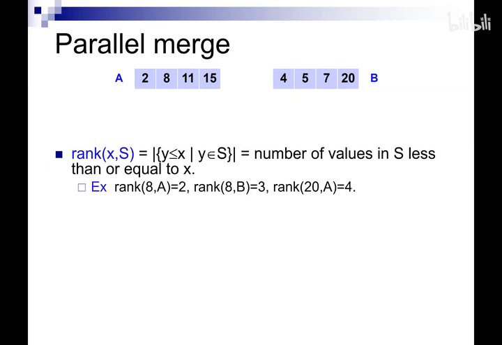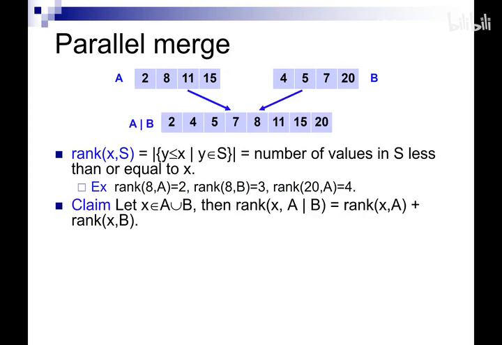So for example, if you take this 8 here, then the rank of 8 in A is going to be 2, because there are two values less than or equal to this guy. If you take 8 and you compute the rank in B, there are 3 values less than or equal to 8, and so its rank is 3. Likewise, the rank of 20 in A is going to be 4, because there are 4 values less than 20.